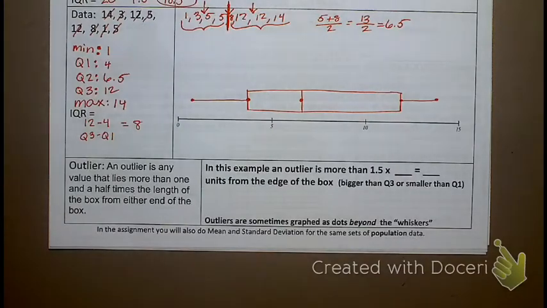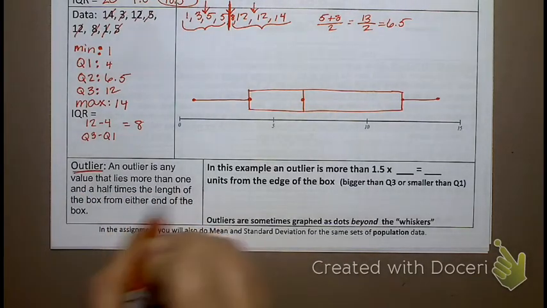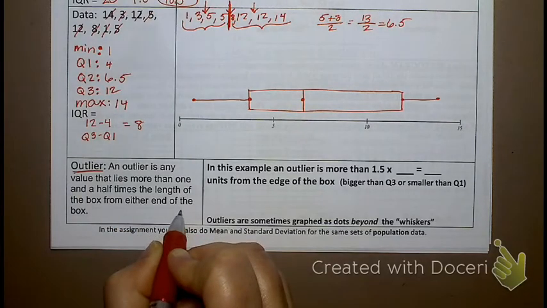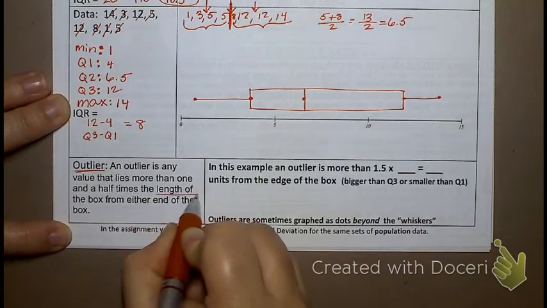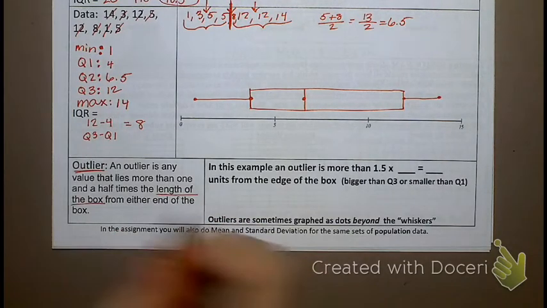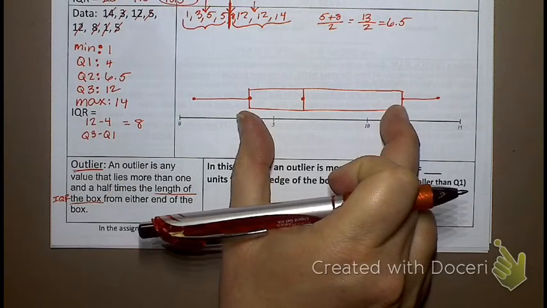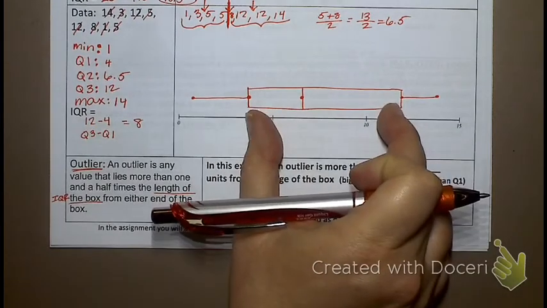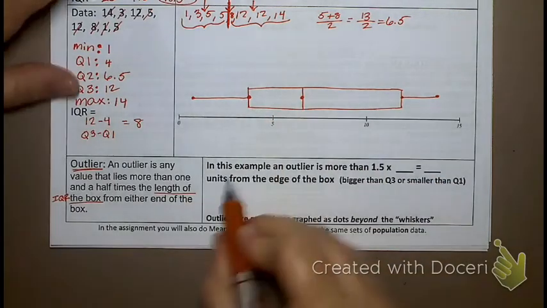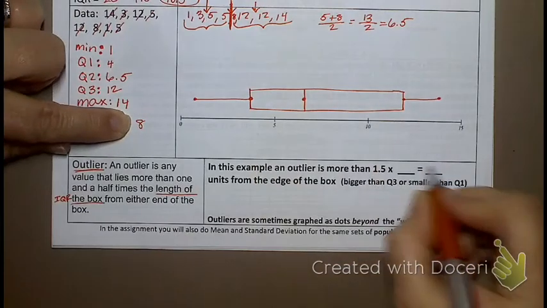Outliers. An outlier is any value that lies more than 1.5 times the length of the box from either end of the box. What is the length of the box? Isn't that your IQR? Because my IQR is Q3 minus Q1, it tells me the length of the box. So, in this example, an outlier is more than 1.5 times whatever my IQR is, which is 8.